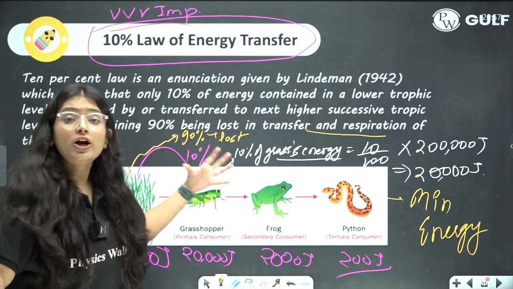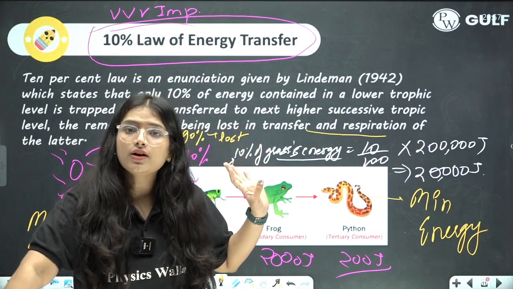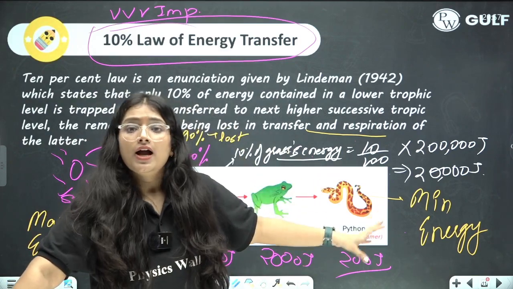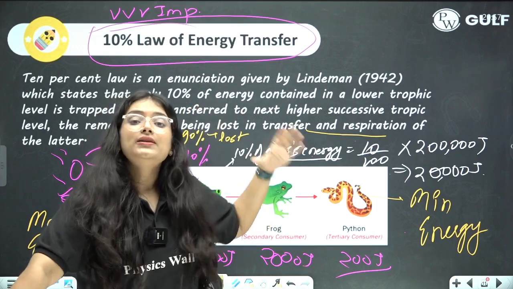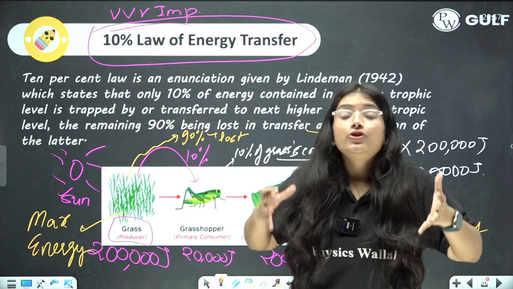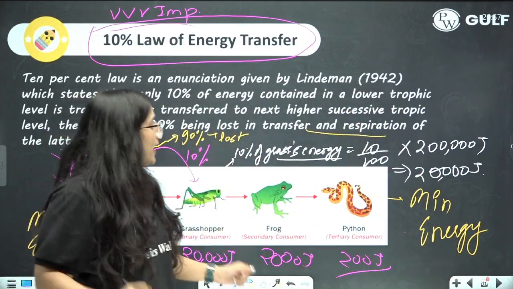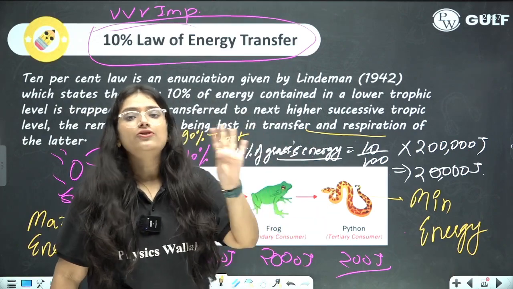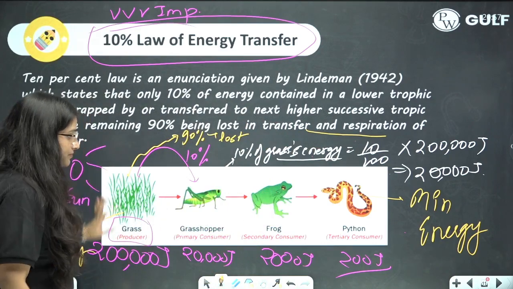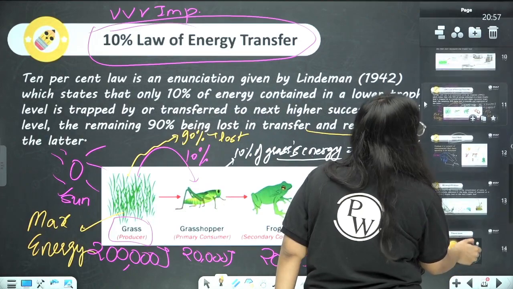So now you might have an idea why only 3 to 4 trophic levels exist in nature. This is because of energy loss. The organisms at the last trophic level might not have enough energy, a substantial amount of energy to utilize, and thereby a food chain exists for only 3 to 4 trophic levels and not more than that. It's a very important question.